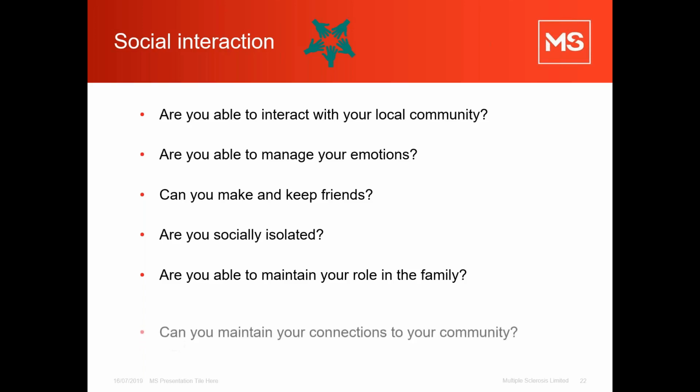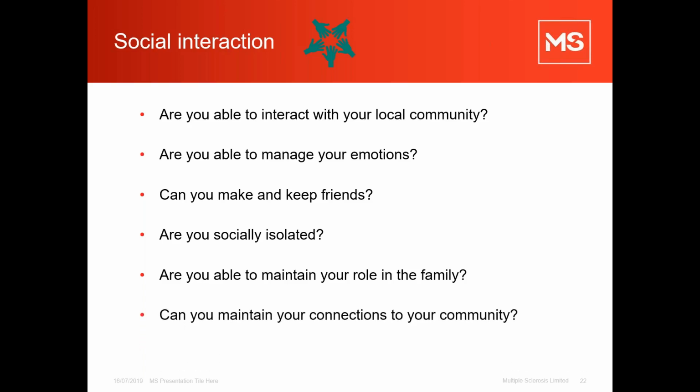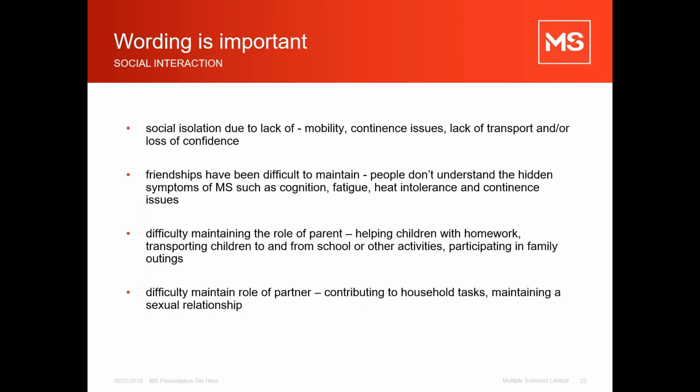Let's look at the wording. Oh no, sorry. Can you maintain your connections to community? I think that's a bit like the first point, actually. I don't think I need to expand on that one. Okay, so this is the wording that we're suggesting, but you don't have to use it, but we think it's a good idea if you can. So social isolation due to lack of, and it could be lots of things, but here we've put down things like mobility, continence issues, lack of transport, and a loss of confidence.